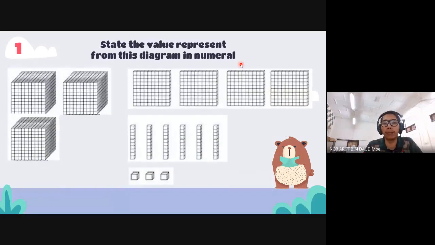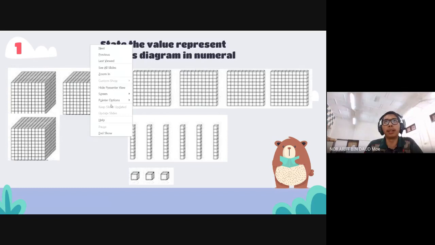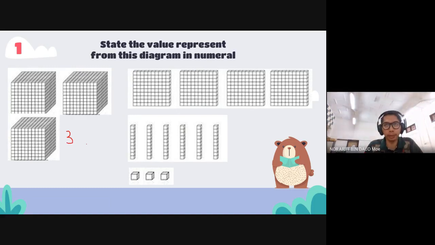So for example, I have a lot of number blocks here. We will come together. We count the 1000 first. 1, 2, 3. So we have 3000 here. Now we count the 100. 1, 2, 3, 4. So we have 400 here. And then we count the 10. 1, 2, 3, 4, 5, 6. So we have 6 tens here. And we count the ones. 1, 2, 3. So we have 3.